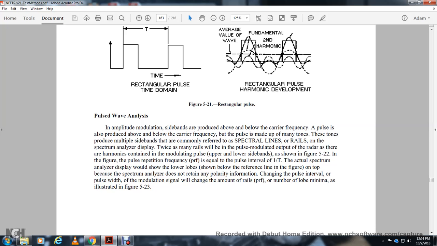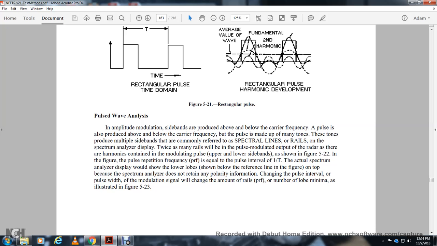The pulse is made up of the main tone, and sidebands are also produced above and below the carrier frequency. These tones that produce the modulation sidebands are commonly referred to as spectral lines or rails. The spectral display shows that there are twice as many lines as the harmonics contained in the modulating pulse, with the upper and lower sidebands shown in figure 522.